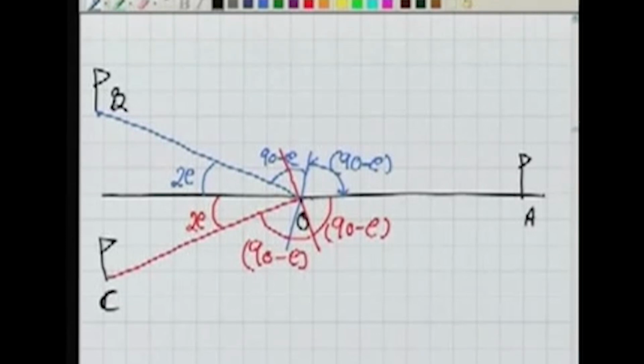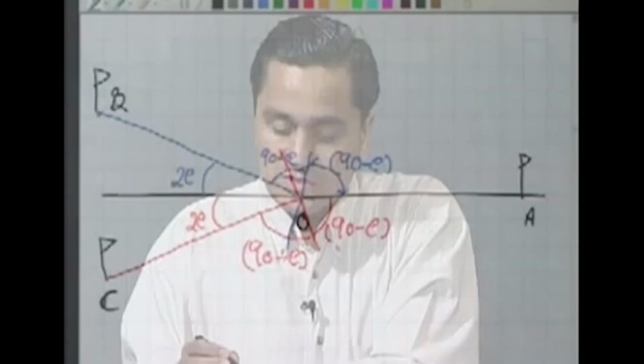So this is a test. If points B and C are the same, there is no error. Otherwise, there is error in the instrument because of shift of the vertical wire here. How to eliminate it? What is the error? The error in the instrument is only E.